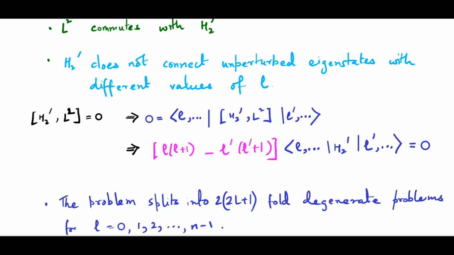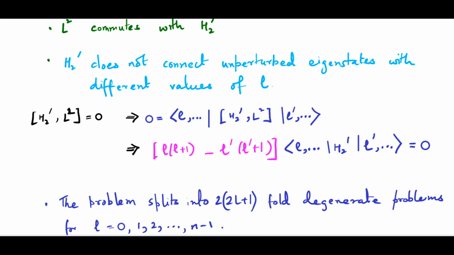So the problem of finding out the first order energy correction due to H2 prime splits up into solving a 2 times (2l+1) fold degenerate set of problems, one for each of l equals 0, 1, 2 up to n minus 1. The (2l+1) fold degeneracy simply comes from the fact that ml can take 2l+1 different values for each given l, and the extra factor of 2 of course comes from the 2 possible values of ms. So instead of one 2n square fold degenerate problem, this now splits into n distinct degenerate perturbation theory problems, each with different dimensionalities.